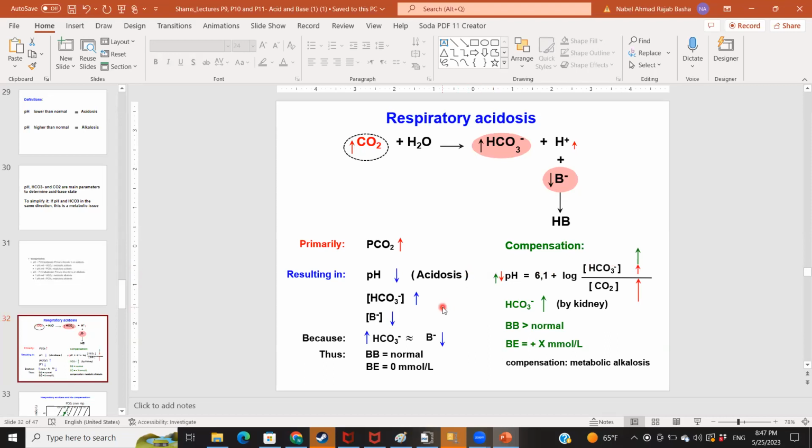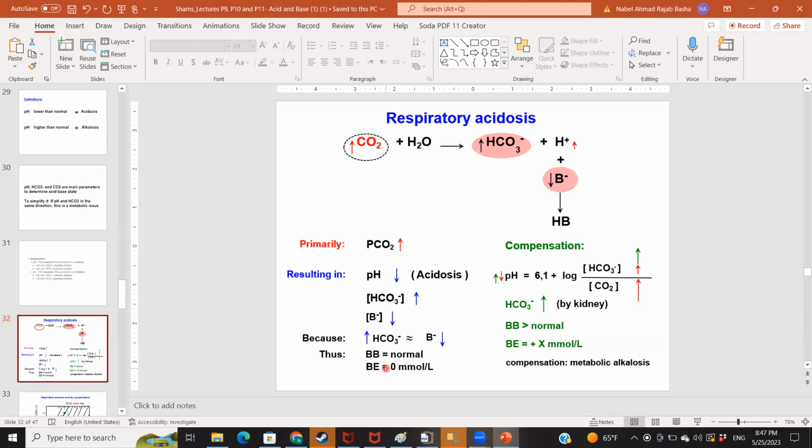So moving on to this part, as you can see, the base excess is 0. It's normal. As we said, the base excess is from -3 to +3, and this is expected because the base excess is an indicator of a metabolic issue, not respiratory acidosis. So the base excess is normal.